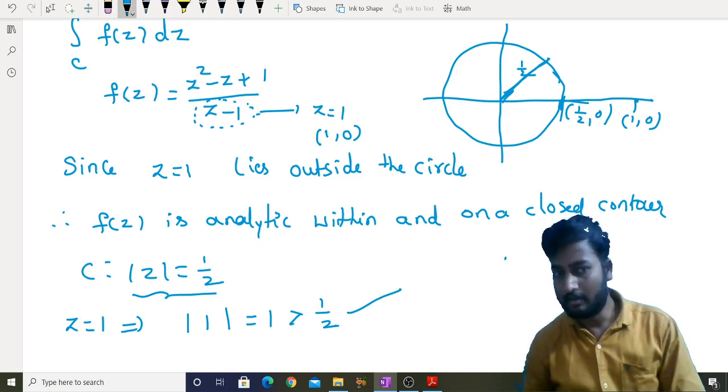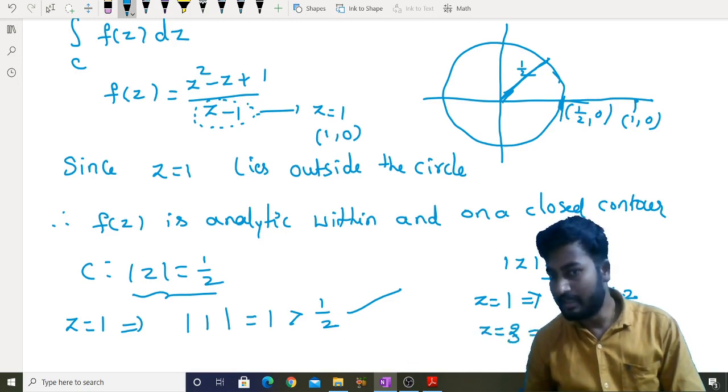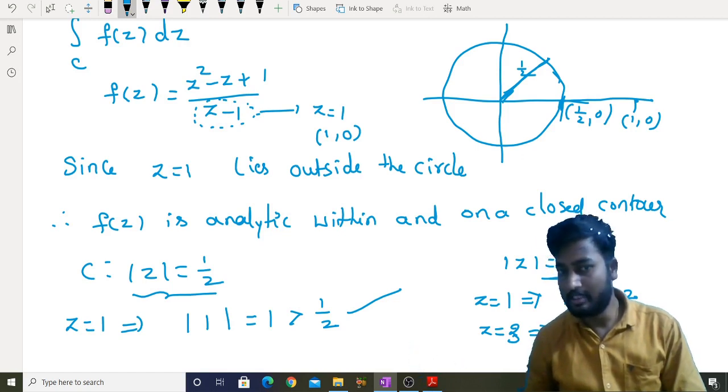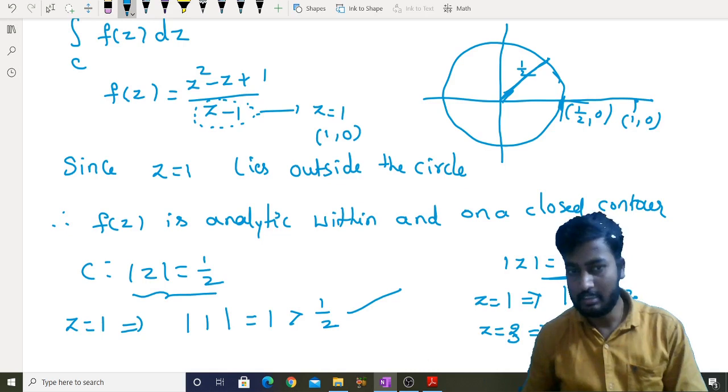For suppose mod z equal to 2, you need to check whether the point z equal to 1 lies inside or not. Directly substitute: modulus of 1 is 1, which is less than 2, so that point lies inside the circle. For suppose z equal to 3, then modulus of 3 is 3, which is greater than 2, so z equal to 3 lies outside this circle. If it is less than, inside. If it is greater than, outside. So you can check by that process also.